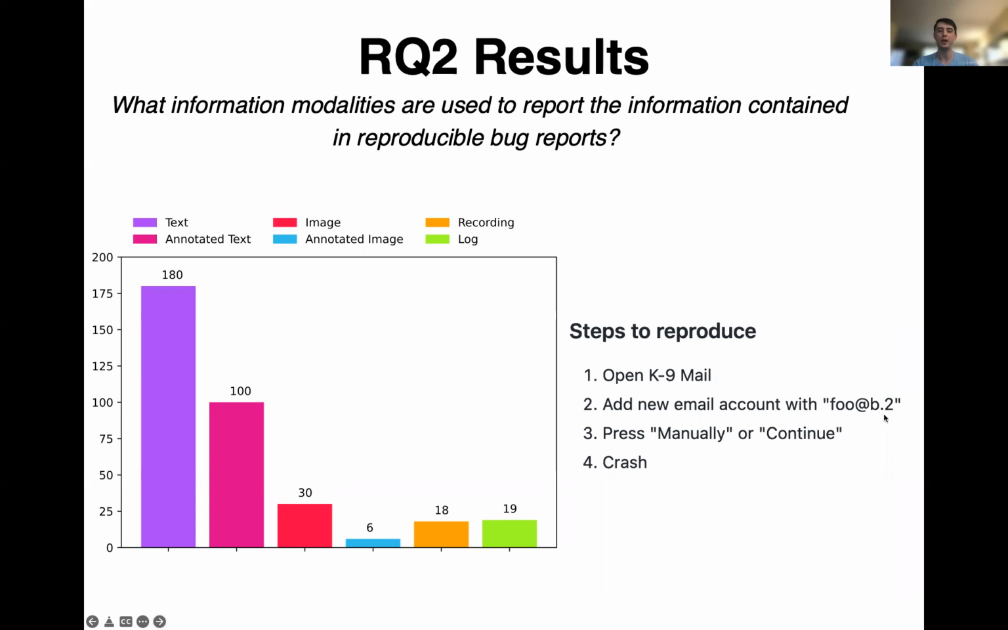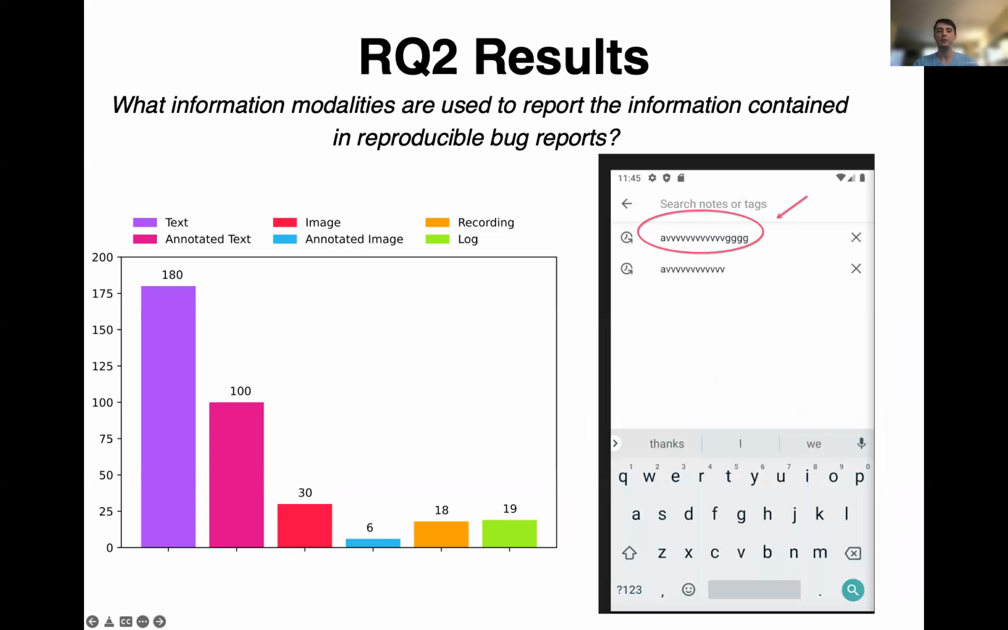This foo at b.2, manually, and continue are considered annotated text because they can be directly mapped to things that are in the GUI. So there's going to be a button on the GUI that says manually that we could automatically find by just looking at the annotated text in these steps to reproduce. Annotated images are considered to be any image that has been modified from just being a simple screenshot. So in this example, you can see that the person who submitted the bug report has modified this screenshot to have a circle and an arrow pointing to what they consider to be some incorrect padding in this list view.